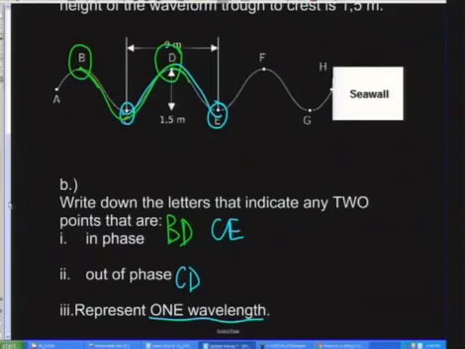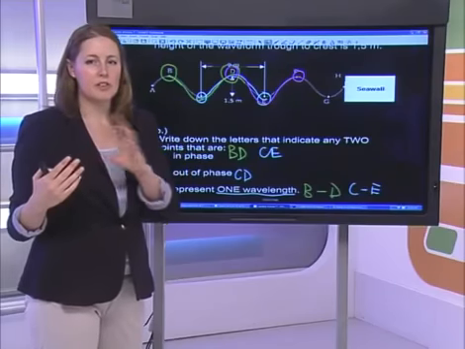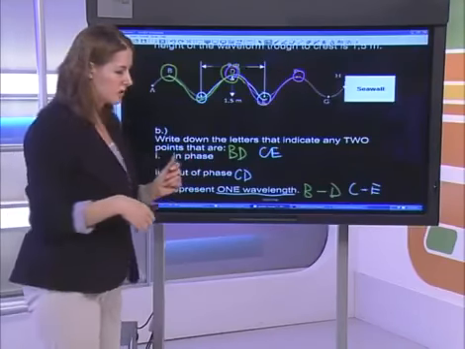The distance between B to D would represent 1 wave. From C to E also represents 1 wave. From D to F, we could choose another one. D up, down, through to F would also represent 1 wave. So we've got quite a couple here we could choose from.